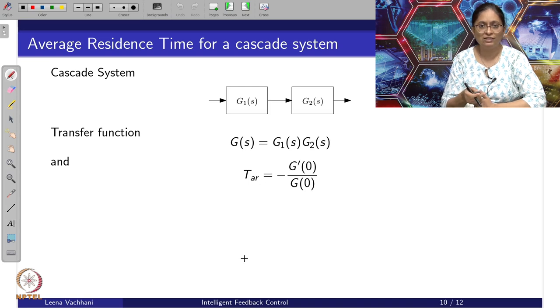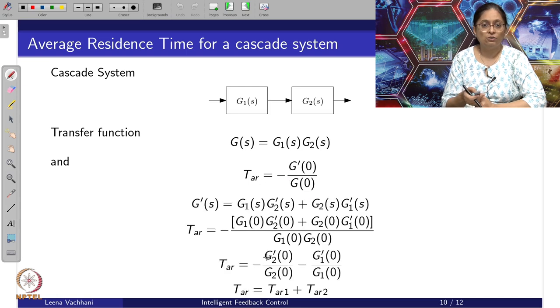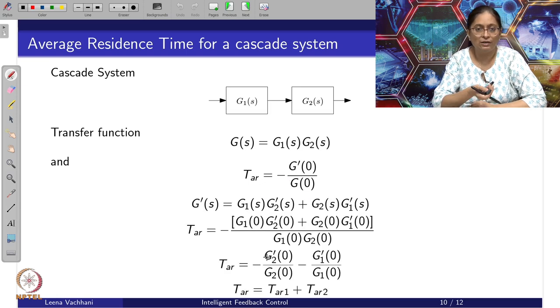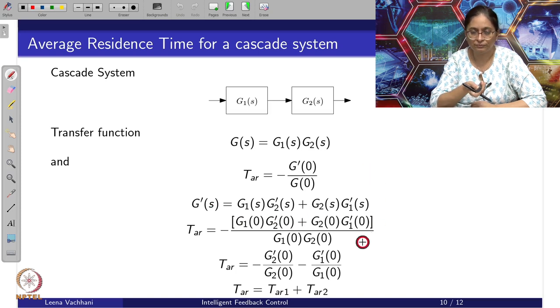So average residence time, we now know that it's a simpler way to identify the average residence time if I know the transfer function of G1 and transfer function of G2. So we can find this by taking the derivative of G(s) with respect to s, which comes out as G1(s) G2'(s) plus G2(s) G1'(s).